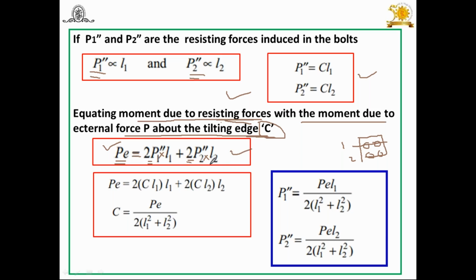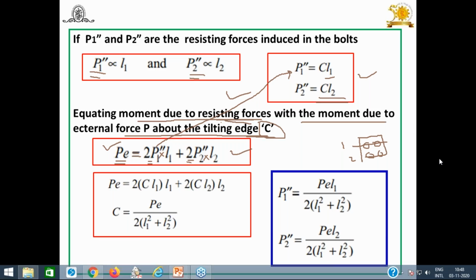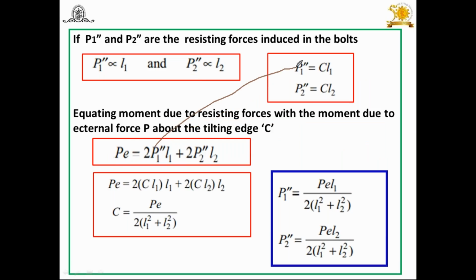And you can equate. After equating, what you will get? Again, P1 double dash means C into L1, and P2 double dash is equal to C into L2. So you can substitute these values here. P1 double dash is equal to CL1, here P2 double dash is equal to CL2. After substituting, you will get this expression. What expression? P is equal to 2 into CL1 into L1 plus 2 in bracket CL2 into L2.